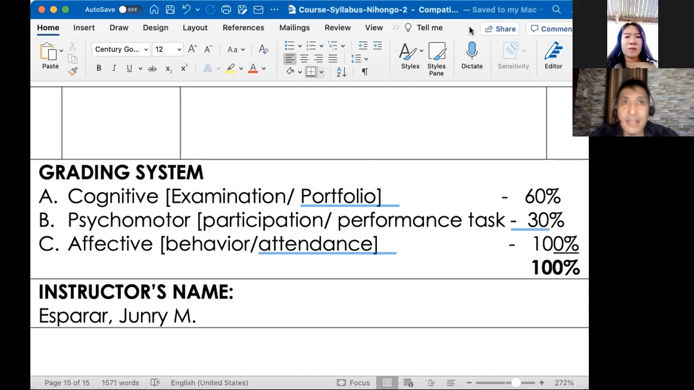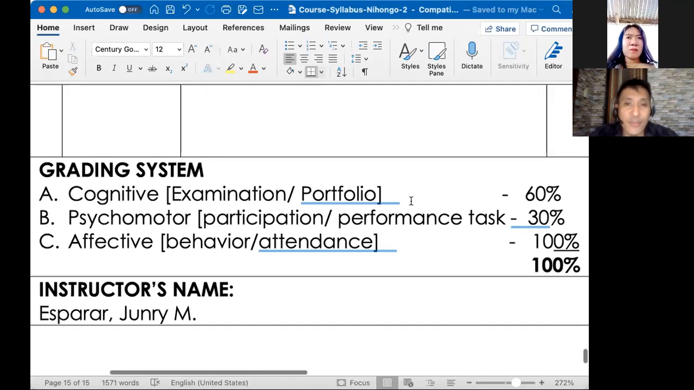Performance task is the task that is given to you as part of your performance. Okay. Halimbawa, last semester, you were asked to come up with a self-introduction. So performance task po yun. Or a group activity, performance task din yun. So that's a performance task. So all in all, that's 30% of your grades.